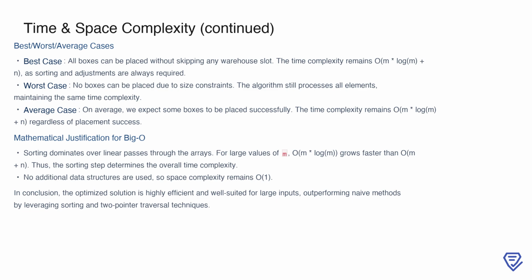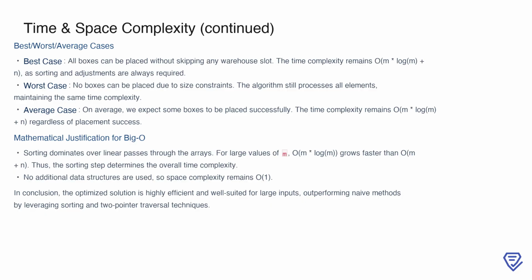In the best-case scenario, all boxes can be successfully placed without skipping any slots in the warehouse. Even in this case, sorting and adjustments are always required, so the time complexity remains O(m log m + n). In the worst case, no boxes can be placed due to constraints, but the algorithm still processes all elements, maintaining the same time complexity.